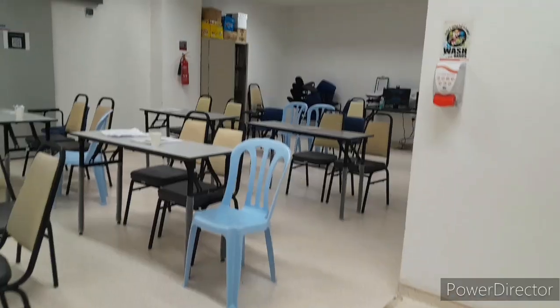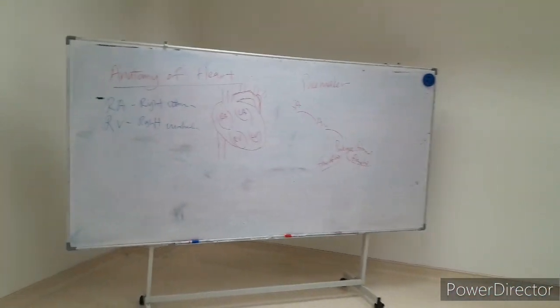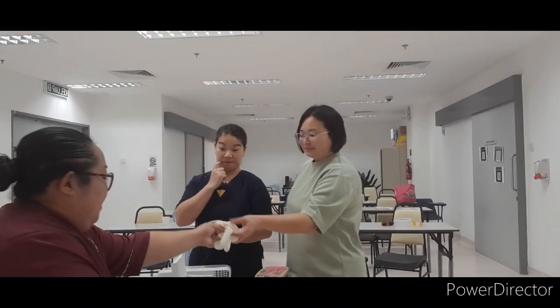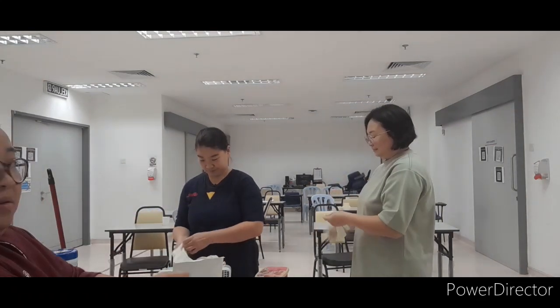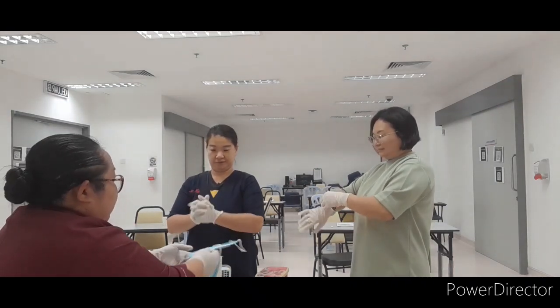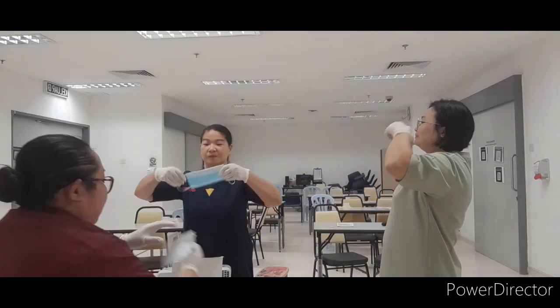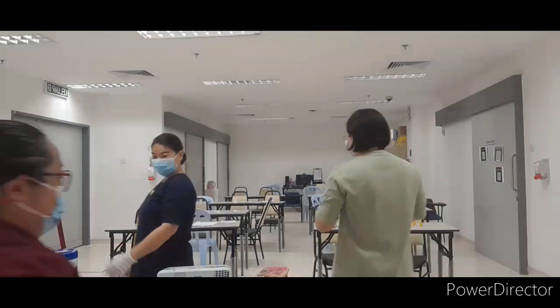So I will take over, clean the surface, clean the whiteboard, and Miss Craig, you will arrange the table, and Miss Ong, you will sweep the floor. And overall, three of us will together clean up the classroom, and you will do accordingly. So this is our classroom before cleaning. So we'll start cleaning now.